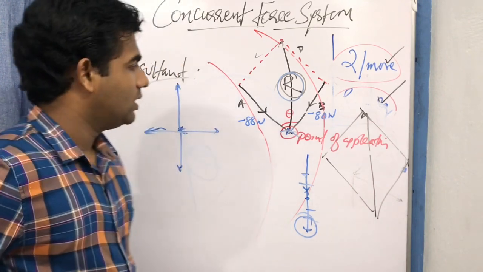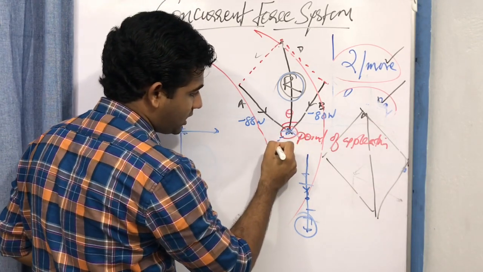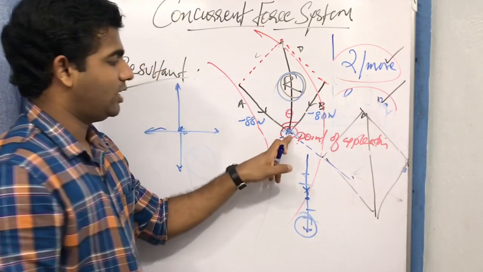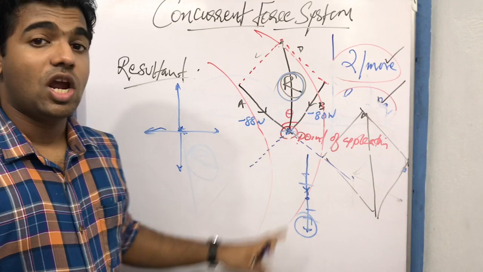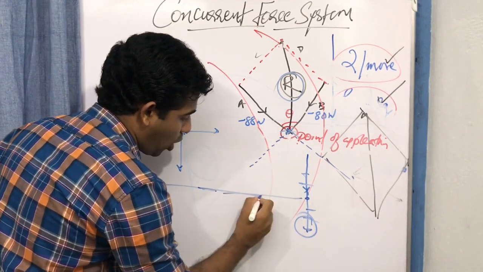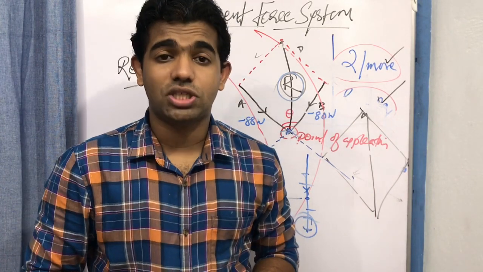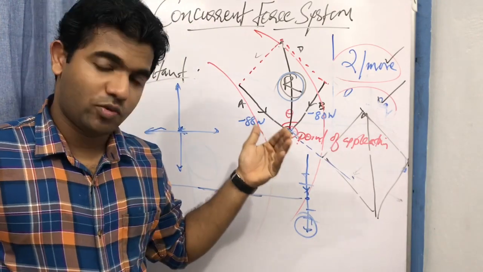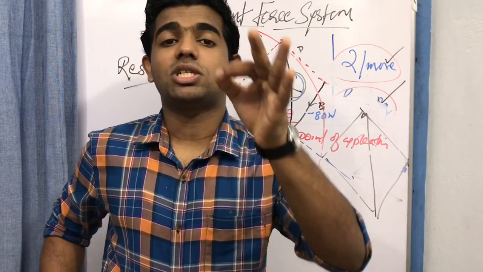Okay, now there is also another feature. If we extend these forces in a concurrent force system, they intersect each other, whereas when you extend the forces in a linear force system, they overlap with each other.